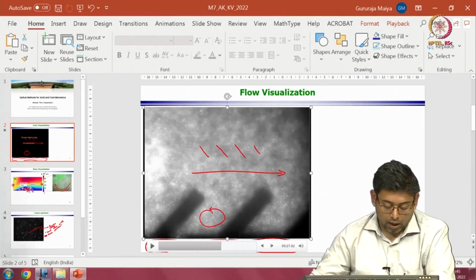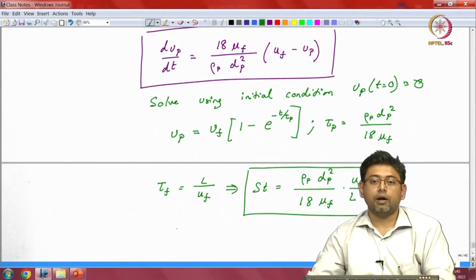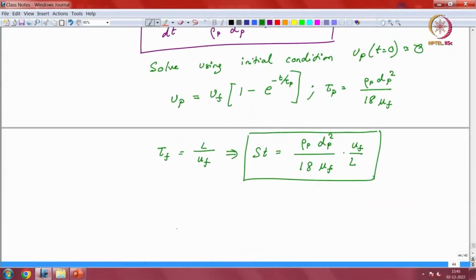Okay, so I hope we learned an important lesson about choosing the right tracer particles, and we will follow up with other aspects of flow visualization in the next class. So with that, thank you very much.